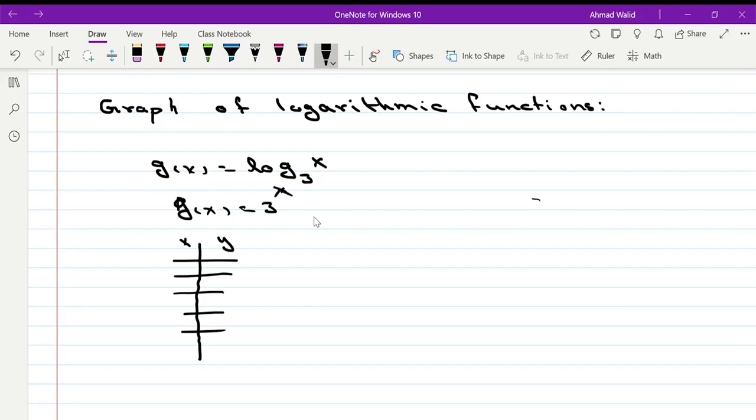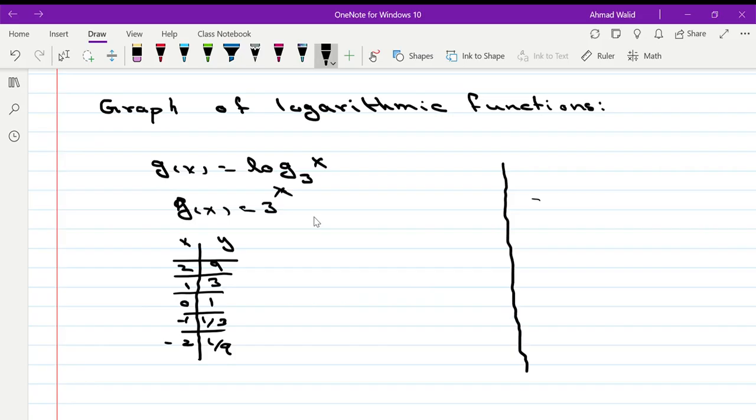Let's, for example, use 0, 1, 2, -1, and -2. When x is 2, g of x becomes 9. If x is 1, g of x becomes 3. 0, 1, -1, 1/3, -2, 1, 9. Correct? You already know how to graph an exponential function.